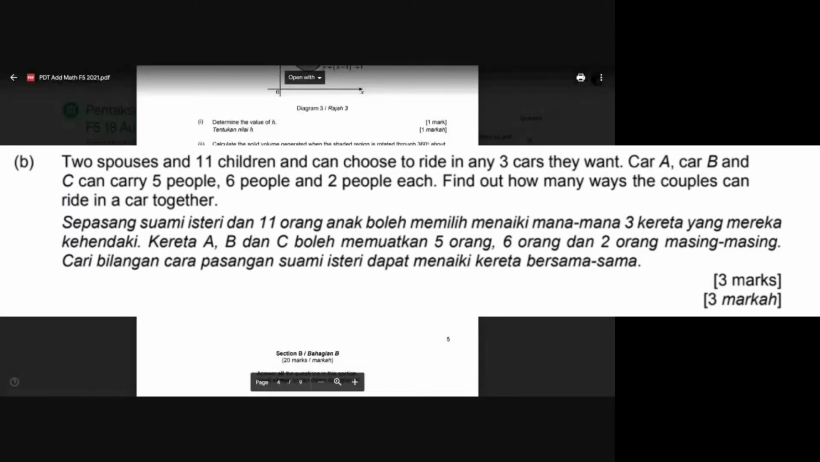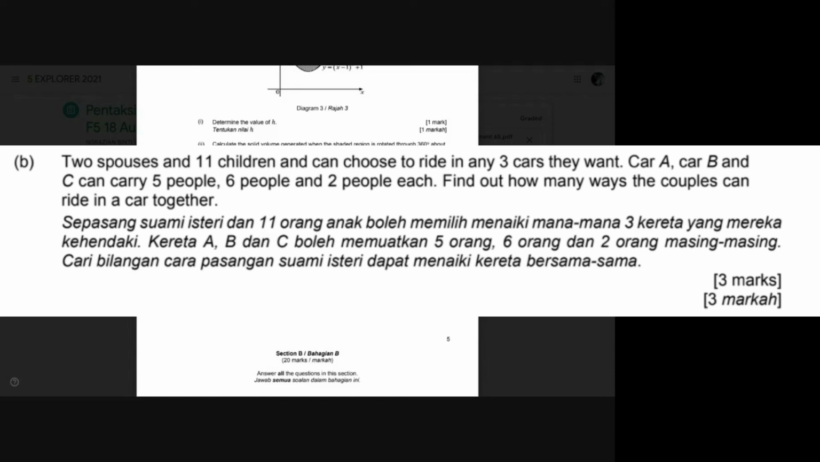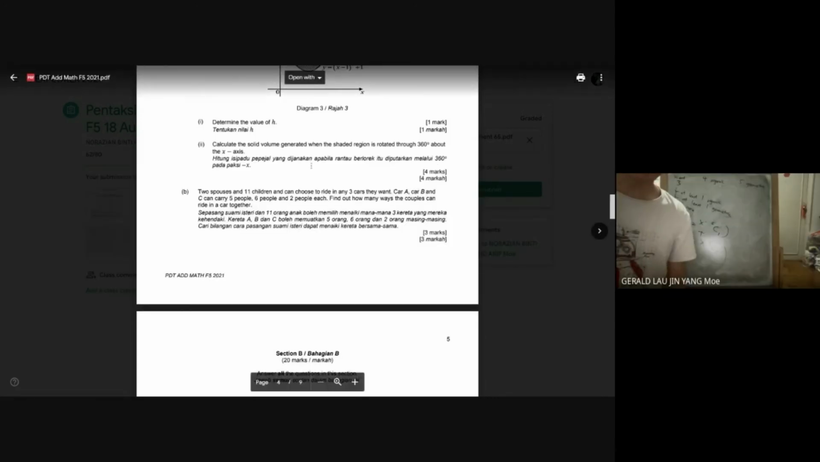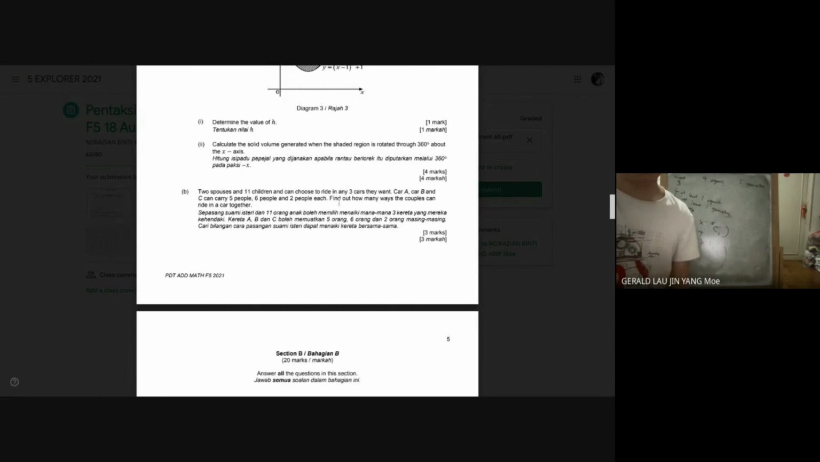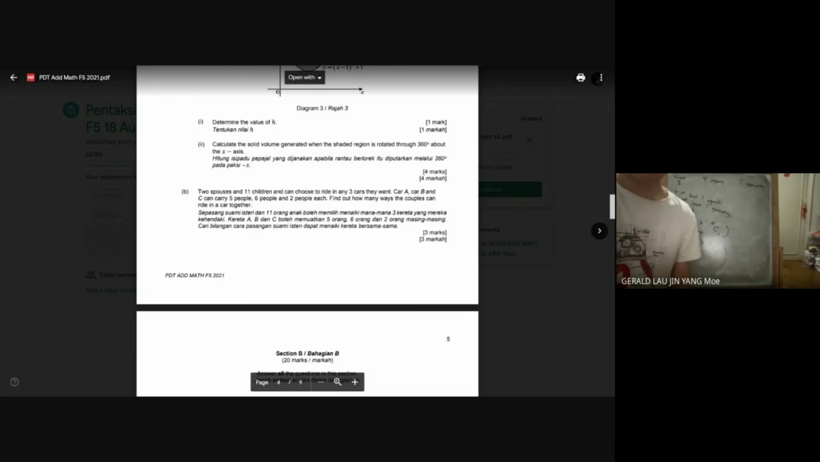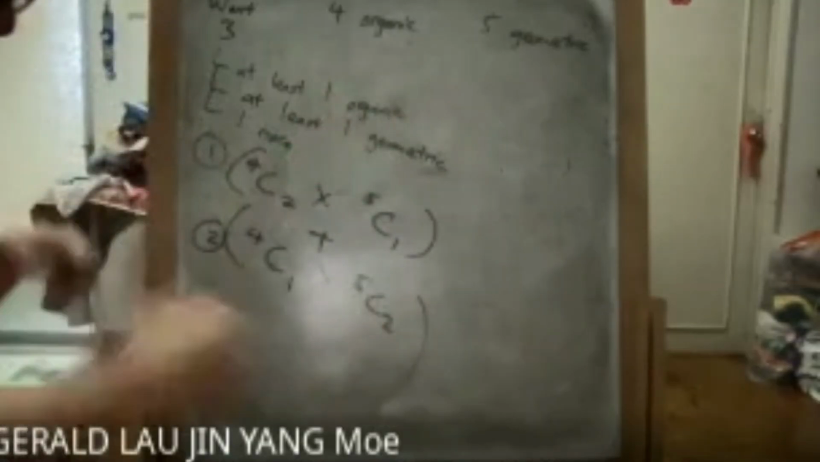Okay, look at question B. 2 spouses. 2 spouses here means 2 people, okay? A married couple and 11 children can choose to ride in any of 3 cars they want. Car A, car B, and car C. Car A can carry 5 people, car B 6, car C 2. Find out how many ways the couple can ride in a car together. So the condition is the couple must be together.